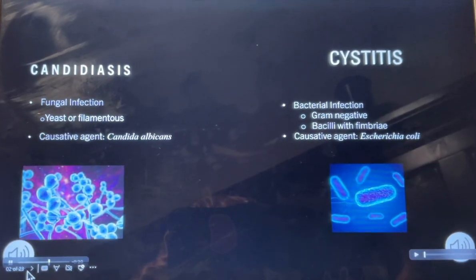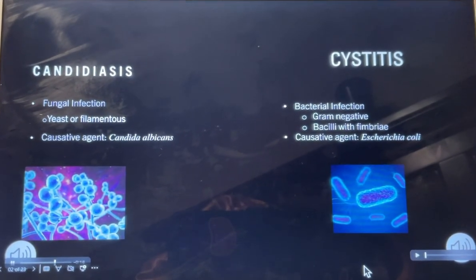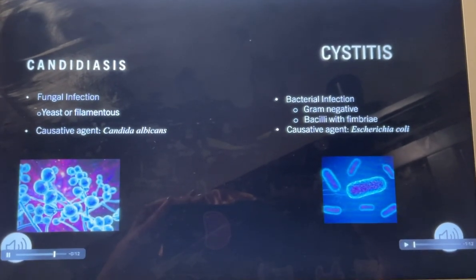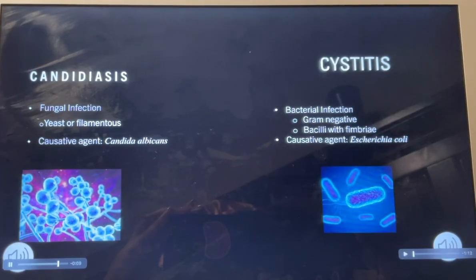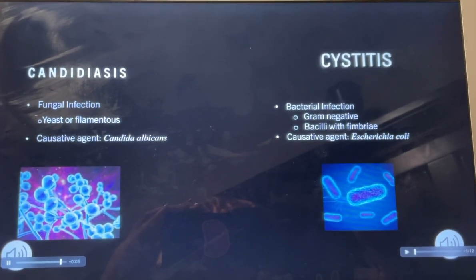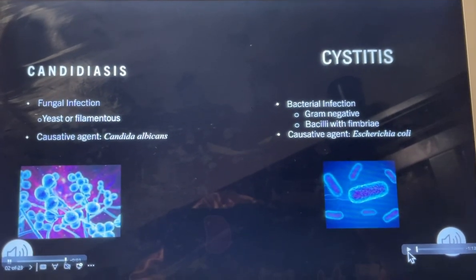Pseudohyphae are like chains of oval-shaped cells with noticeable pinched areas where the cells connect, and they are very, very branched. Hyphae are straight. They have parallel walls with clear separations between cells, and they do not have the pinched connections that are seen in the pseudohyphae, and they don't branch as much.